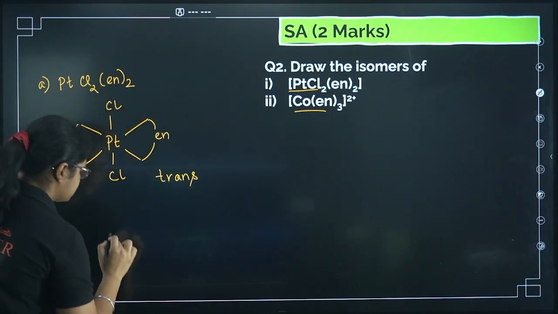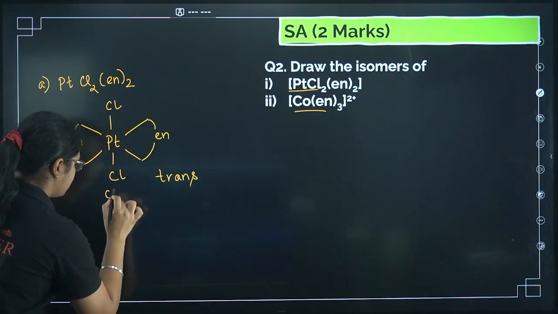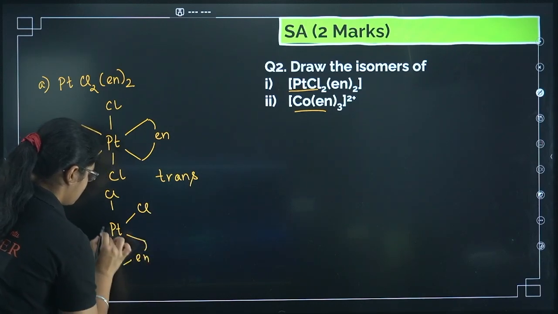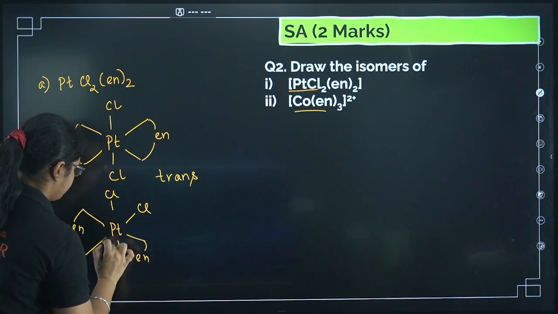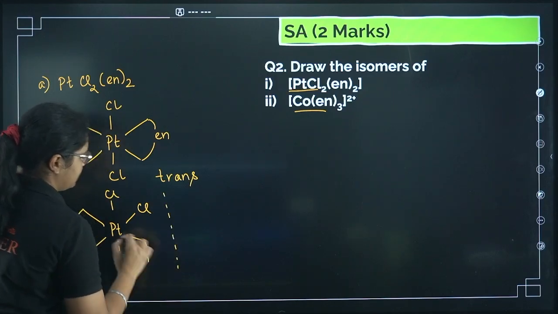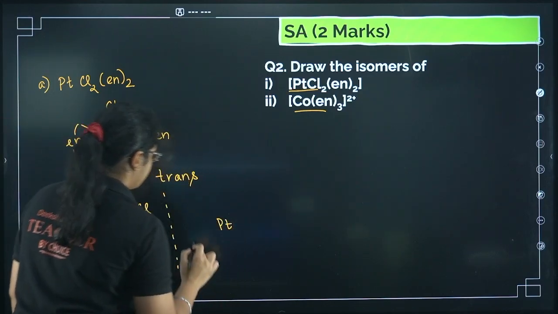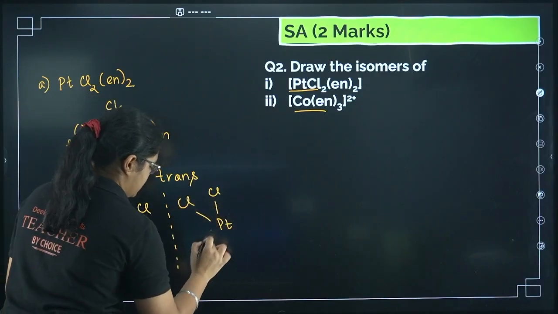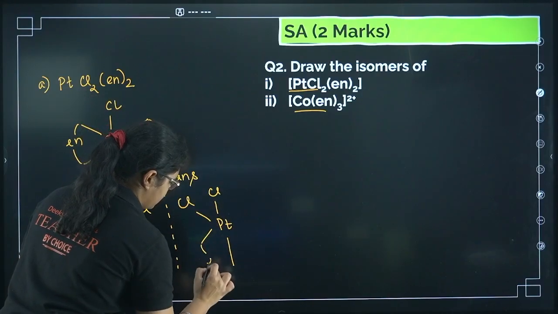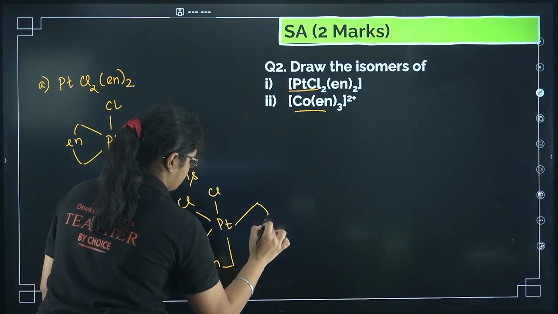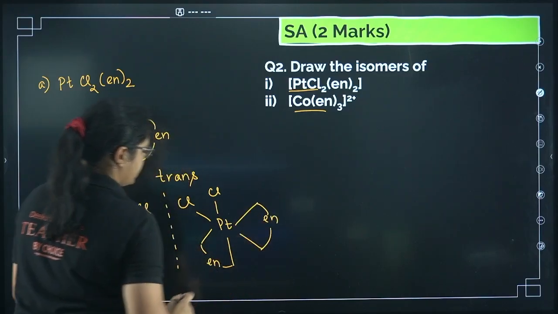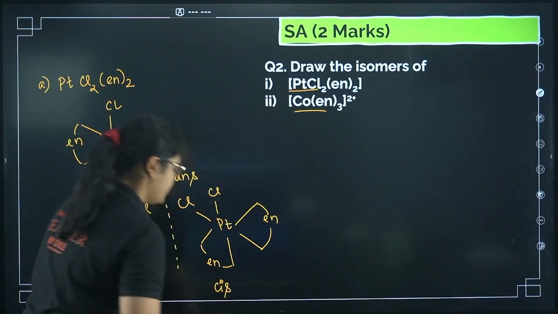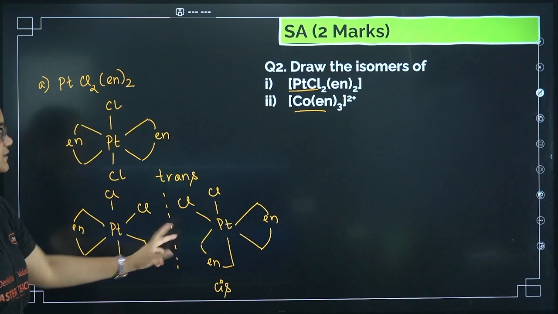Now how can I draw the cis one? For the cis one, you can just take chlorine on 2 sides and then en on 2 sides. Okay, and now if you draw its mirror image, that Pt is there, I'll draw its mirror image like this. And then you have here, okay, so this is the cis form of that. So this is the trans form and this is the cis form.